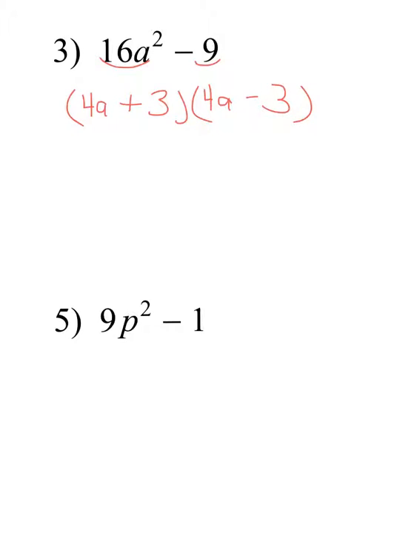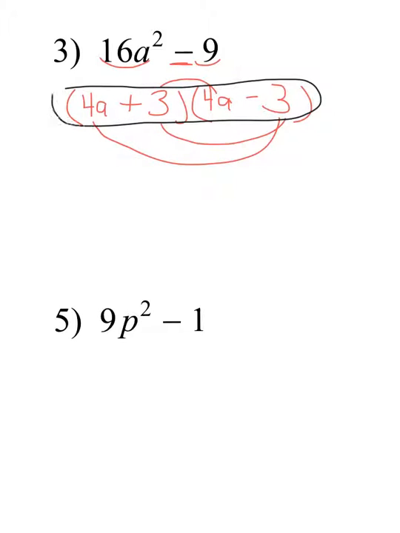One is going to be a positive and one is a negative. That creates that negative when we multiply those two numbers together. And then, of course, by having a positive 12a and a negative 12a, we no longer have a center term. So our answer to that one is just these two factors here, 4a plus 3 and 4a minus 3. So number 5, we would do the same thing.